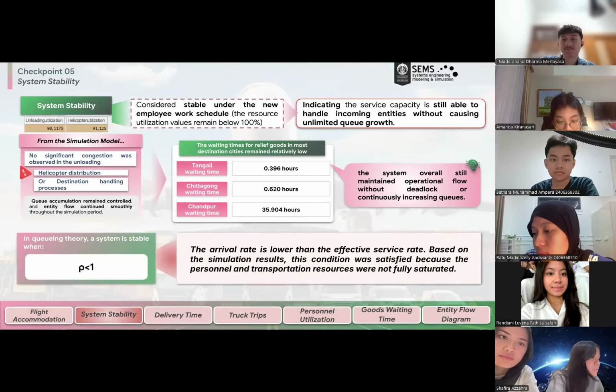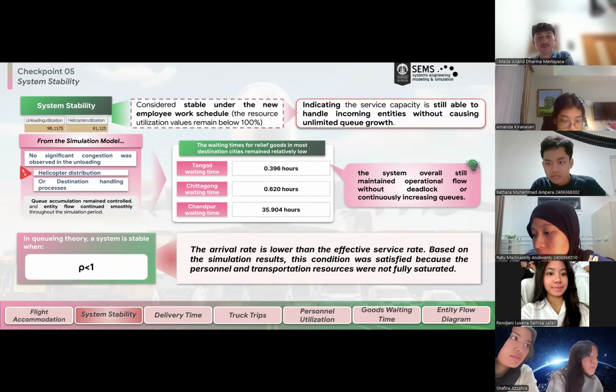As for the system stability, the simulation shows that the system remains stable overall. Resource utilization stays below full capacity, queues remain controlled, and there is no uncontrolled growth in waiting times, meaning the system can still handle incoming relief supplies effectively.